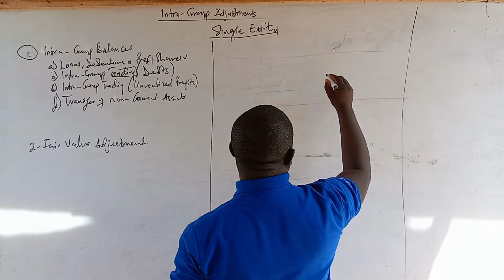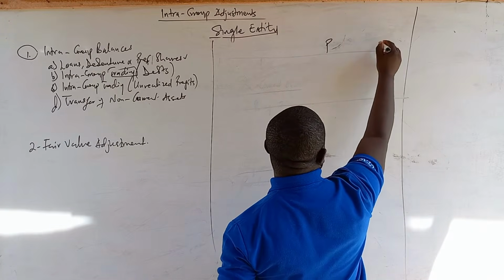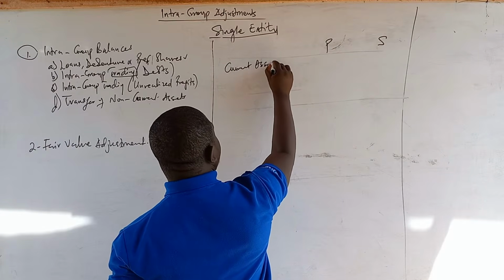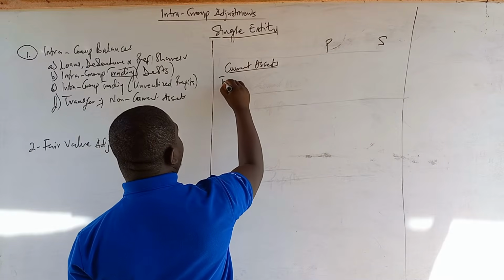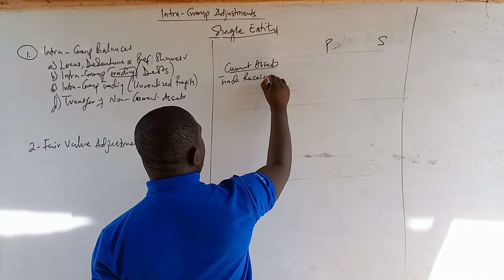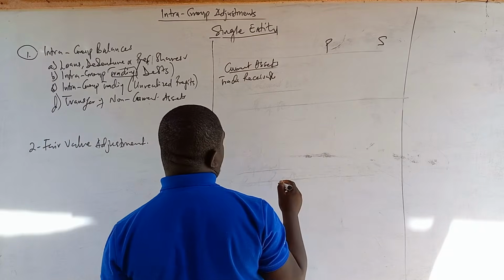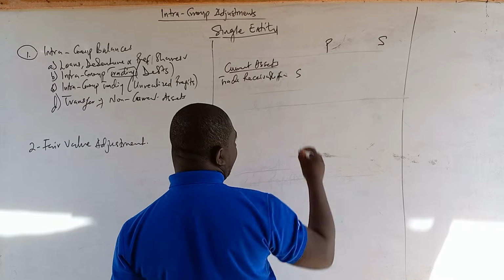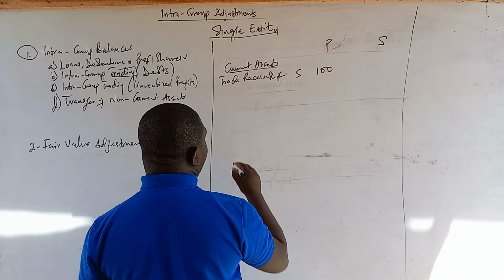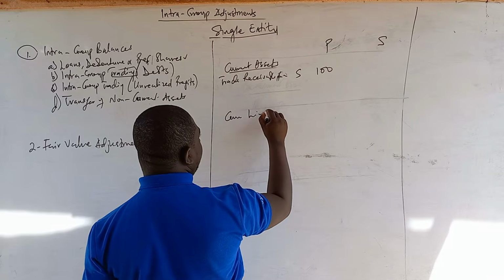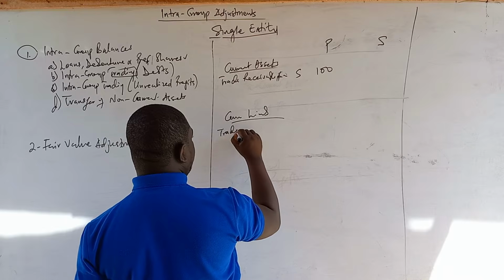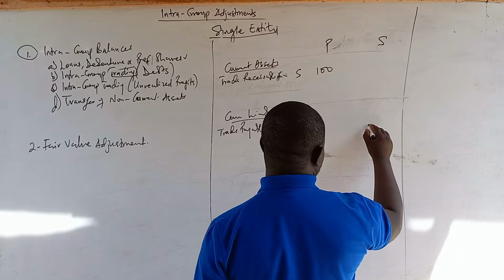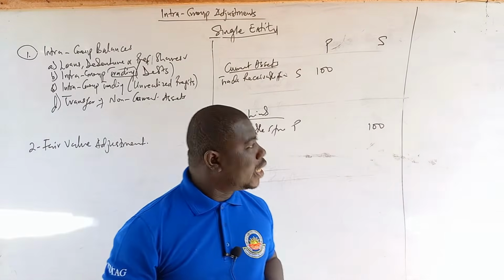And so you are preparing a consolidated statement, or you have individual financial statements, parent and subsidiary. And then you see under the current assets, trade receivables from company S, 100. And then in the current liabilities, you see trade payables to P. Let's say you see 100. Now, take note of this.